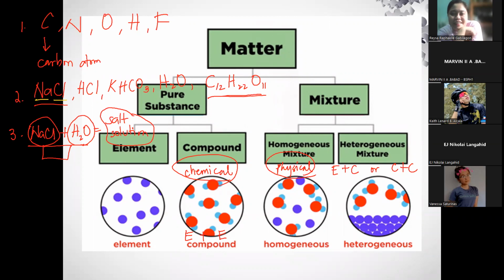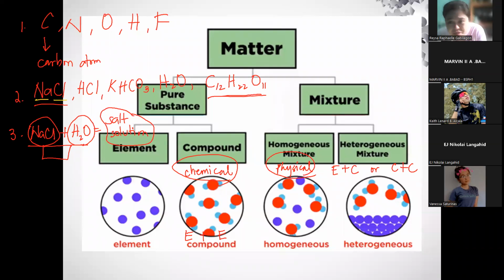Questions? Yeah, platelets are also found in blood. Another question, how about the air? Where do we classify the air? I asked about the air. Mixture, ma'am. Okay.